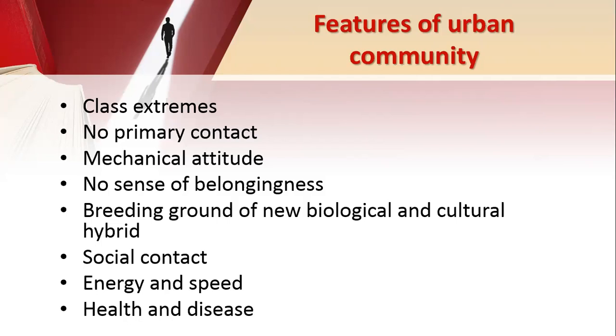So there will be a lot of chances for sickness or diseases to spread from one person to another. That's the reason nowadays you can see COVID-19, the coronavirus, spreading very fast in the cities rather than in the rural areas.